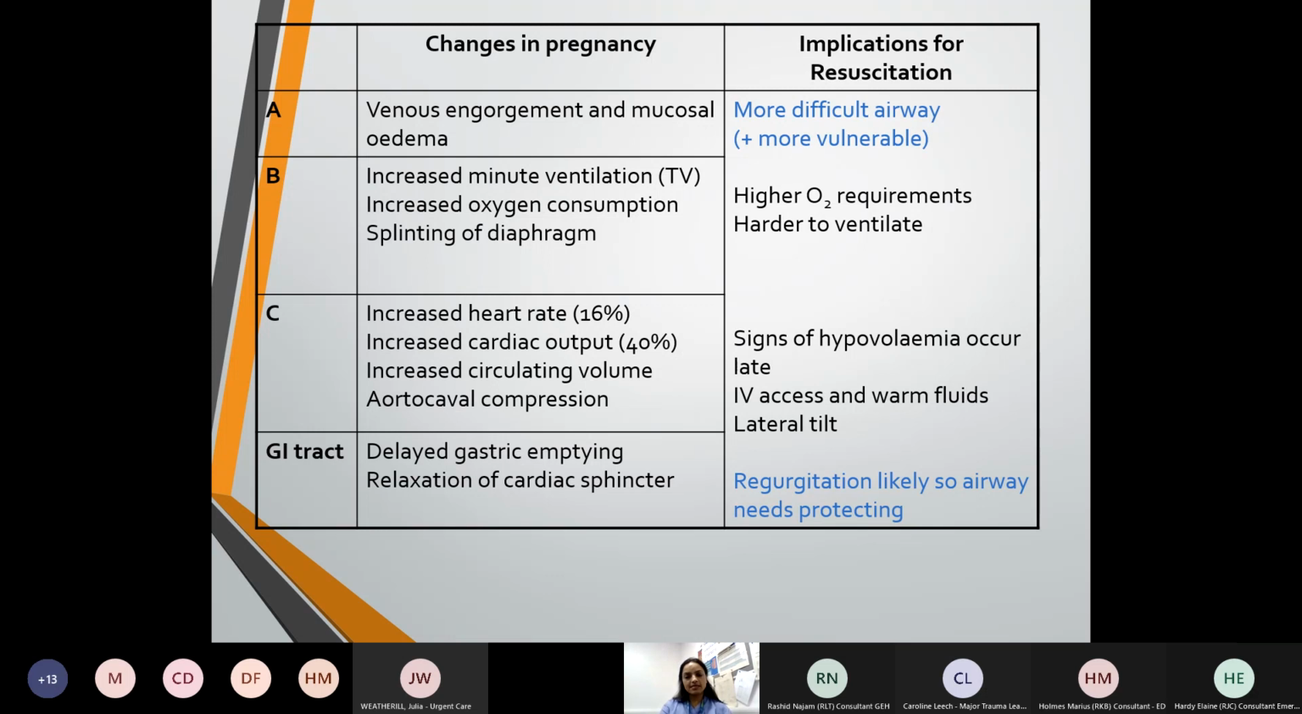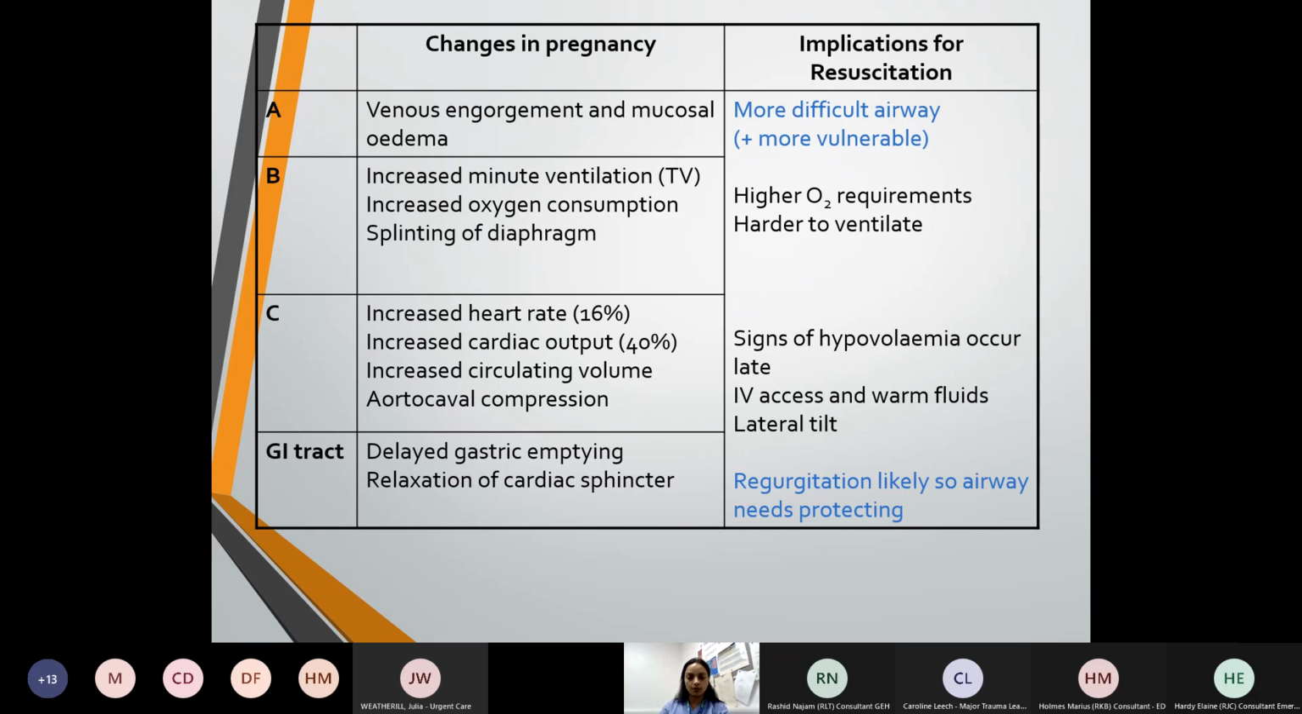Obviously, getting IV access can sometimes be difficult, and you will also need to keep in mind the lateral tilt that you need to be giving so that you dislodge that aortovenal compression. These are usually, and I'm just saying usually, young, fit women, or may not be fit, depending on the comorbidities, but usually they have good cardiovascular reserve. So they don't manifest with the signs of hypovolemia till it is very late.